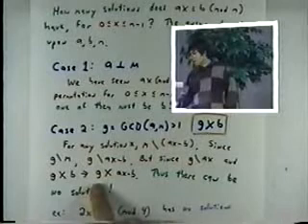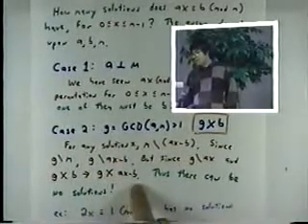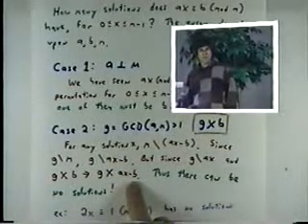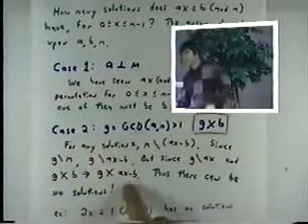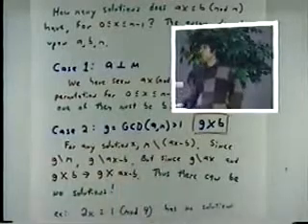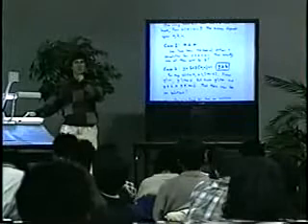So if g divides ax and g does not divide b, is it possible for g to divide ax minus b? The answer is no. So inherently we have a contradiction. And so therefore there can't be any such solution. Any questions about that?